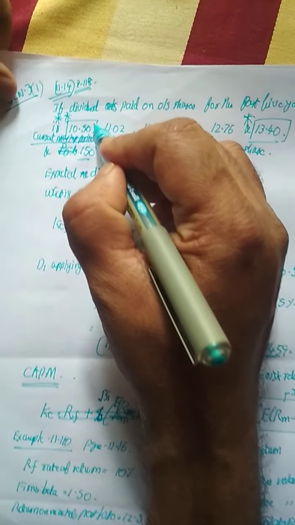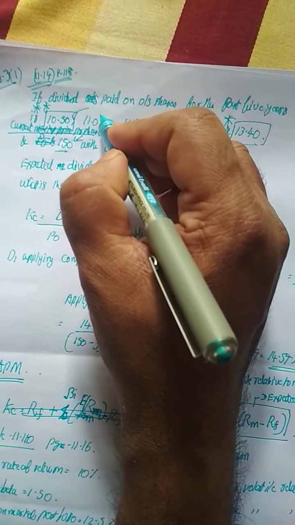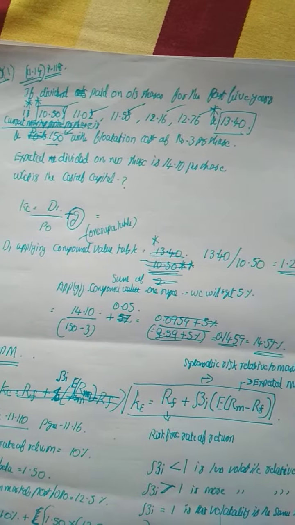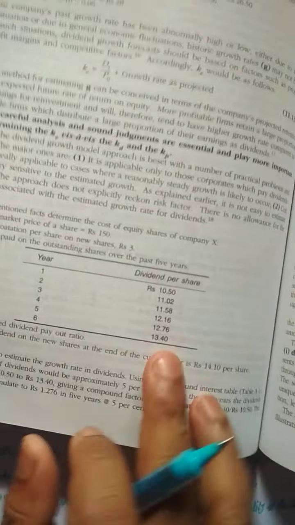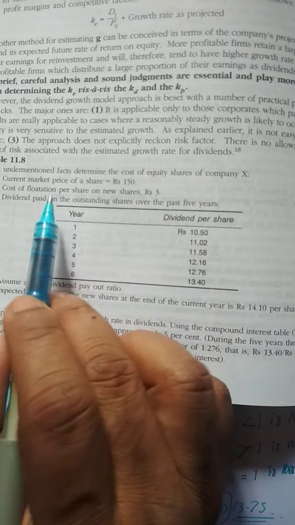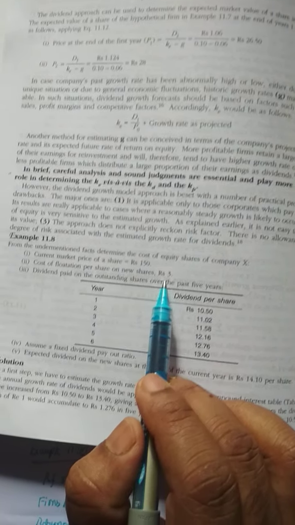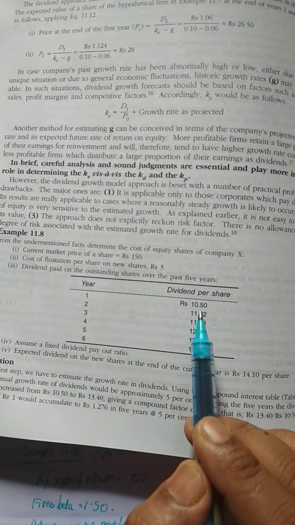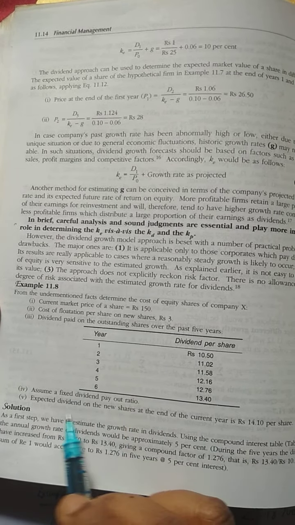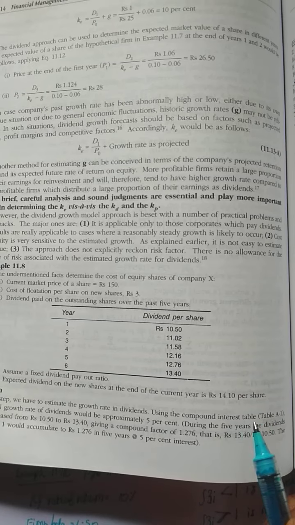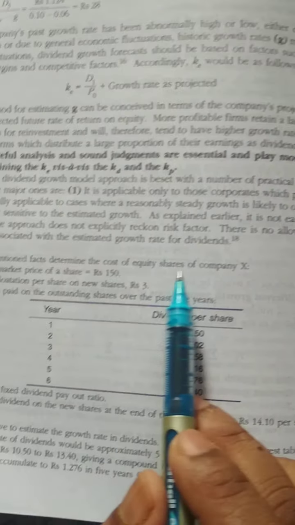In the problem, the last 5 years' dividends are given: 10.5, 11.02, 11.58, 12.16, 12.76 and 13.40. You can find this problem in the M.Y. Khan textbook. The current market price of the share is 150. The flotation cost per share is ₹3. Dividend per share for the last 5 years is given. Assume that a fixed dividend payout ratio is there. The expected dividend on the share for the current year is also given, 14.10. They are asking you to find the cost of equity capital.